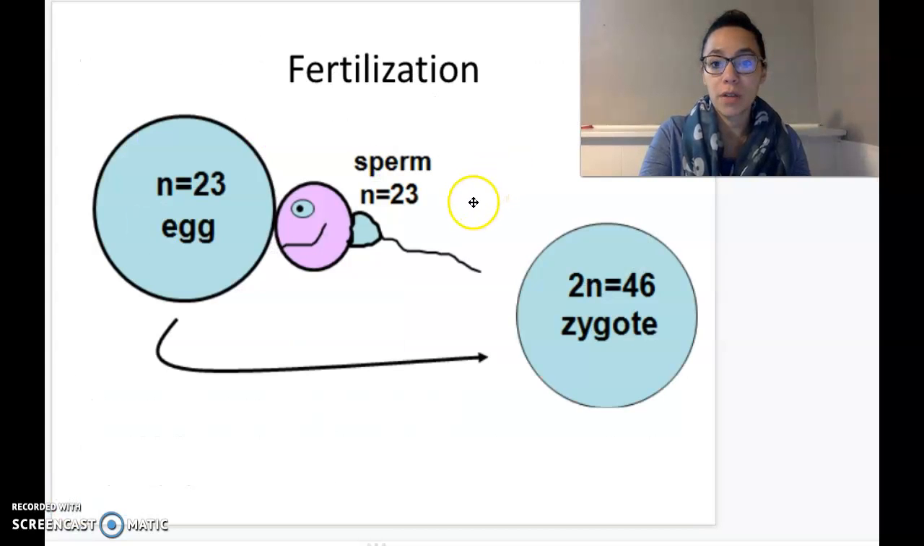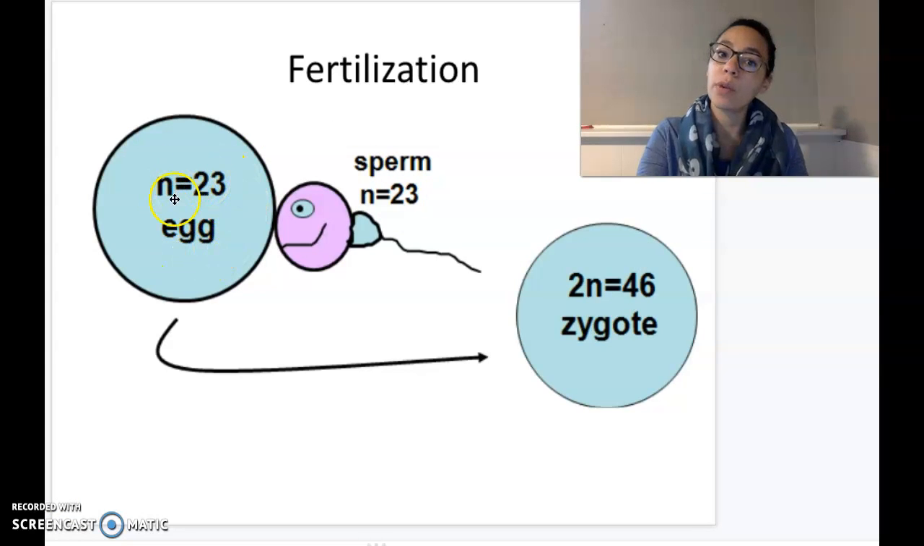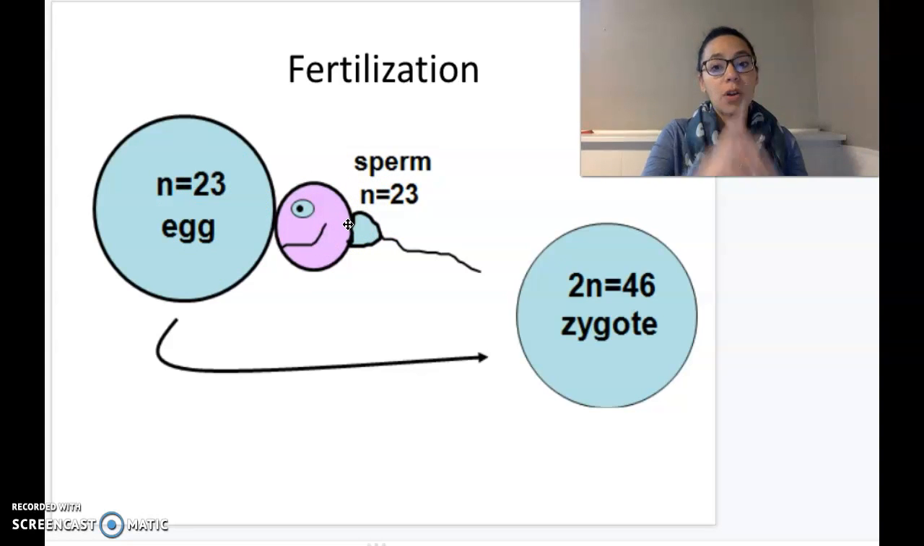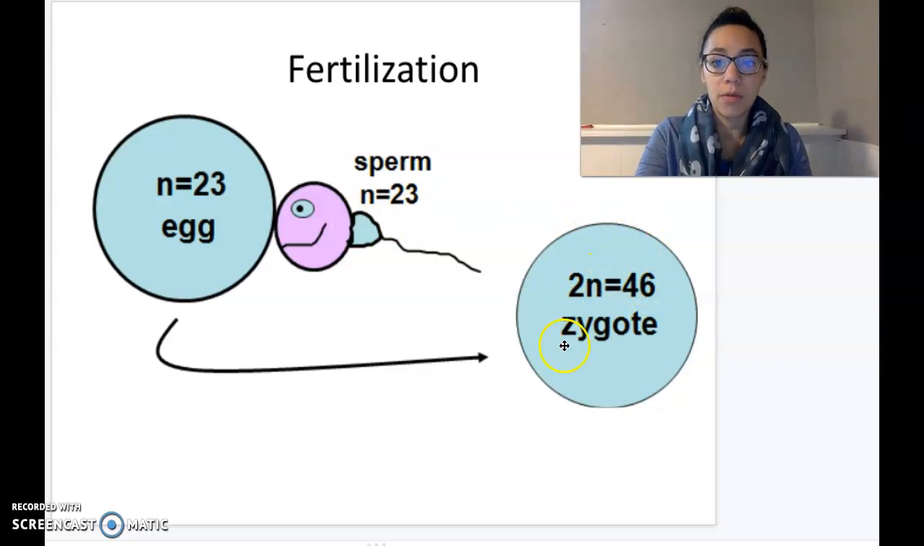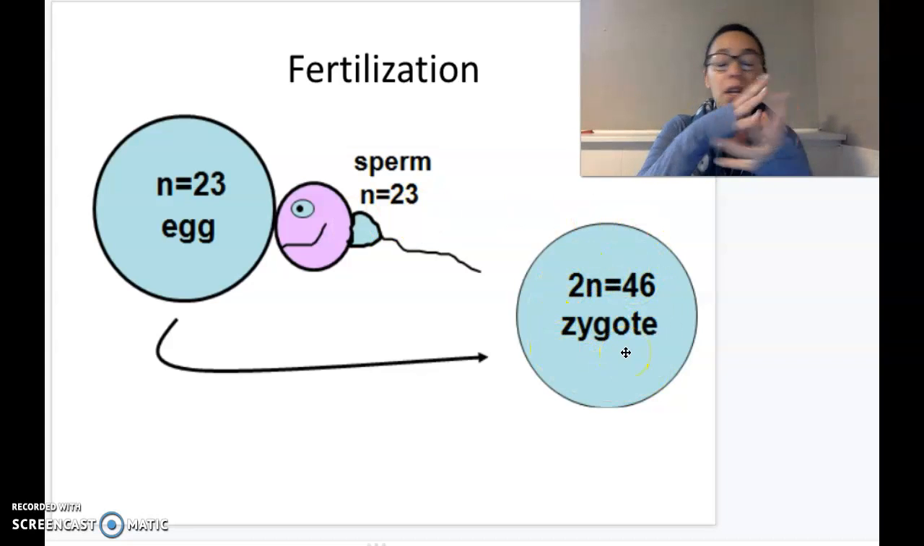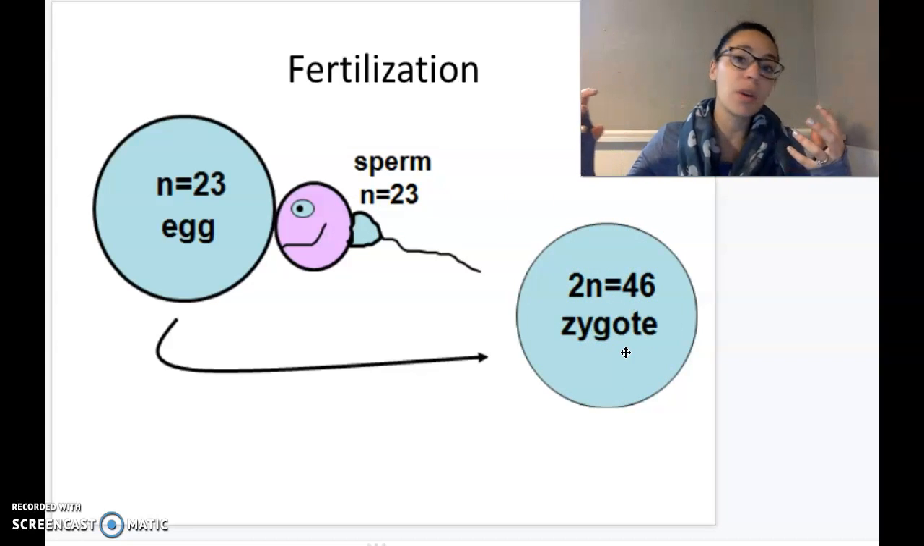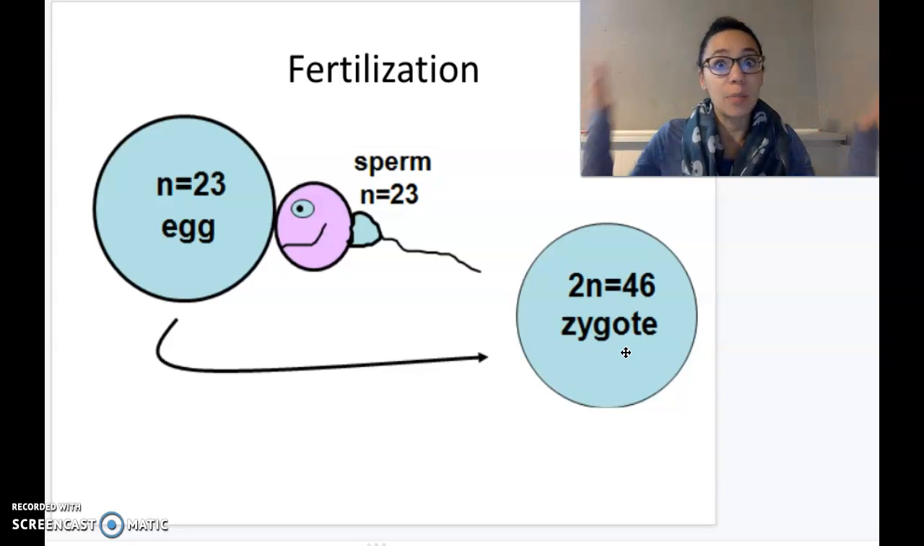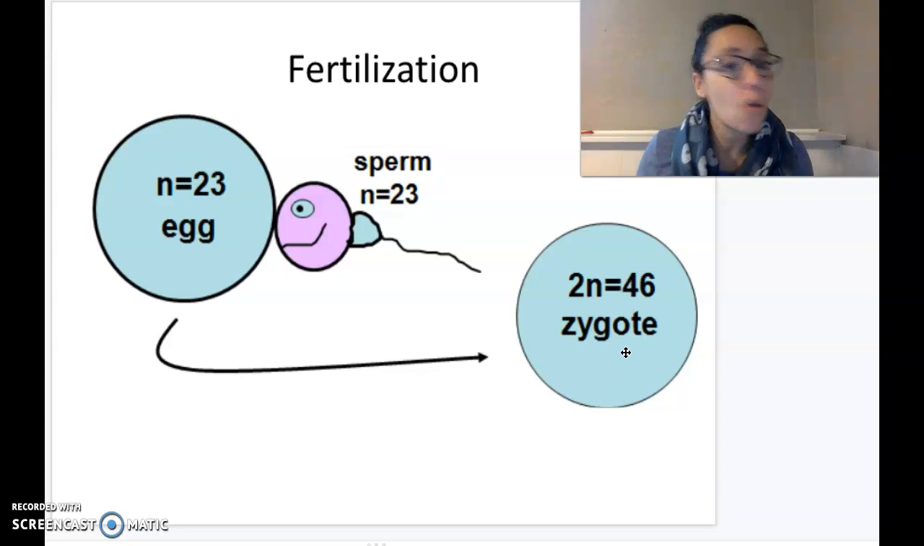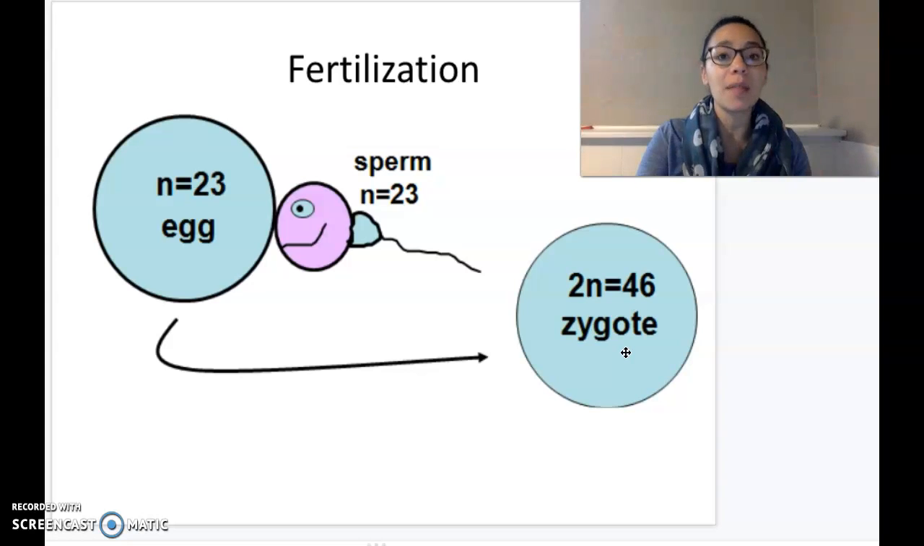Okay? So here's another visual of that happening. We've got the egg with 23 chromosomes, sperm with 23 chromosomes. When they come together, we end up with a zygote, 46 chromosomes. And this zygote is what develops into an embryo, eventually a fetus, and is born into a human or whatever organism it is. The same thing happens with animals and even plants.